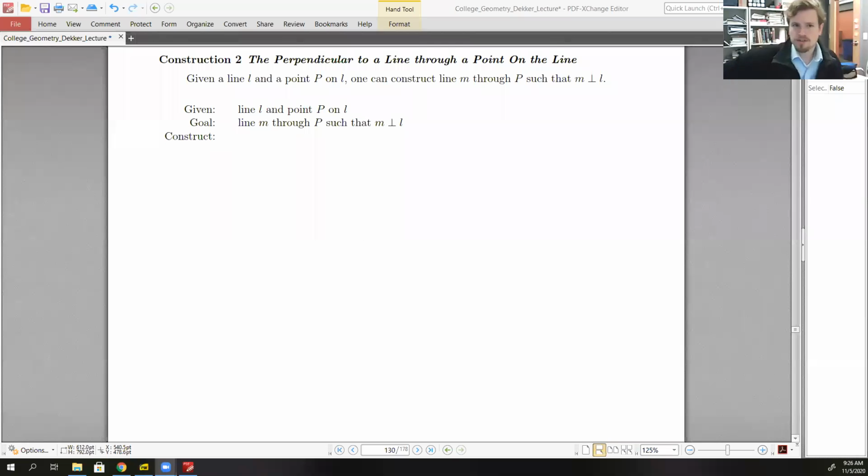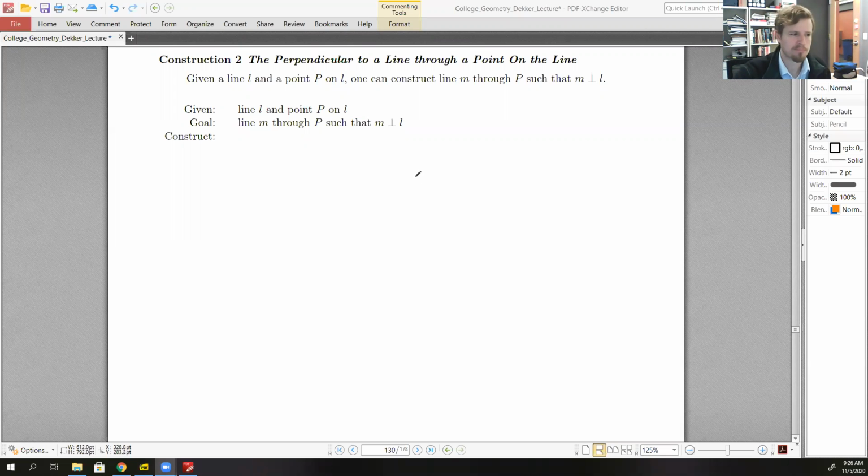Welcome back to geometry. We want to take a look at section 23, and we're going to continue taking a look at constructions. So for this construction, we want to find the perpendicular to a line through a point on that line. So if we're given a line and some point on that line, we want to find the perpendicular to the line through the point. Okay, so that's what we want to find.